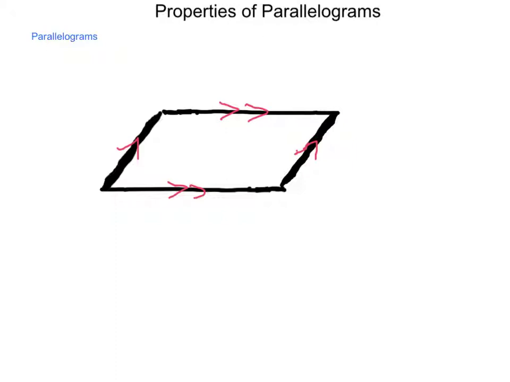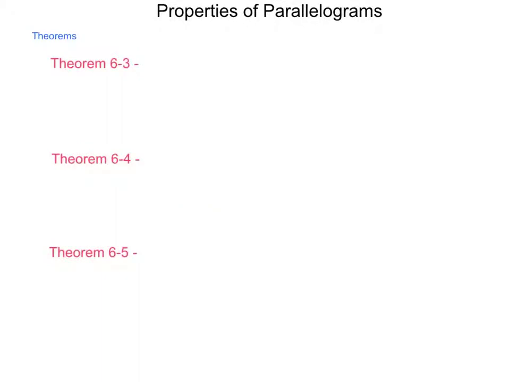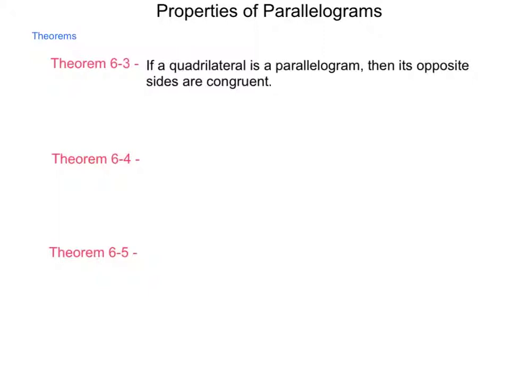So let's begin. We have quite a few theorems to get through in this lesson. Let's begin with theorem 6.3. This one states, if a quadrilateral is a parallelogram, then its opposite sides are congruent. So we've already defined a parallelogram as having its opposite sides being parallel. Now we add in this added condition that they must also be congruent to one another.